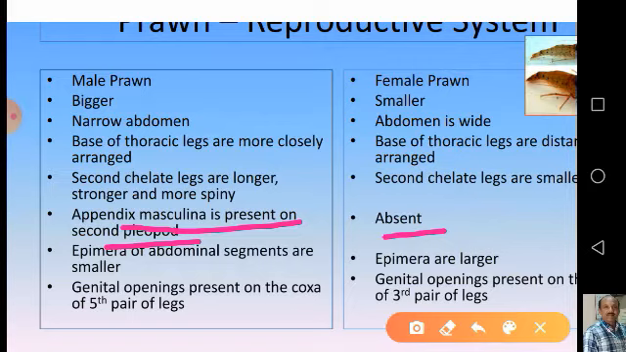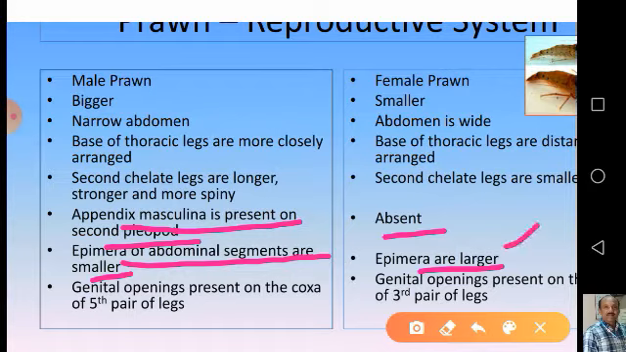With the help of that appendix masculina, you can clearly identify the male, whereas the appendix masculina is absent in female prawns. To confirm the male characteristic features, you go for another two features. The epimera of abdominal segments are smaller in the male when compared to the female. The epimera of abdominal segments in the female are larger.